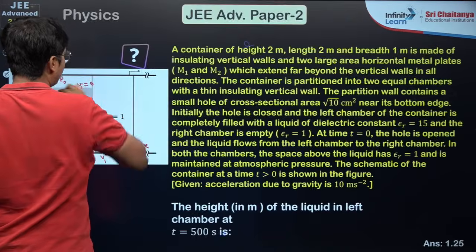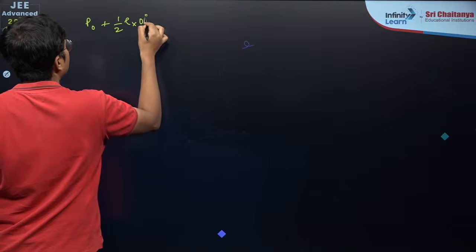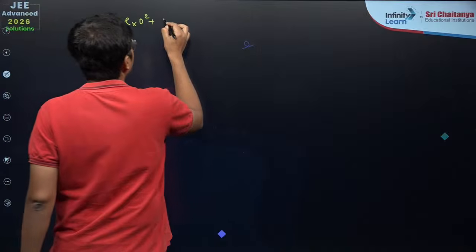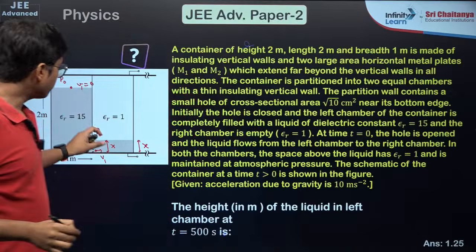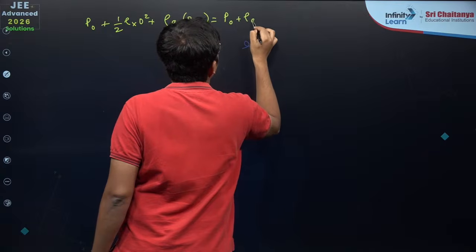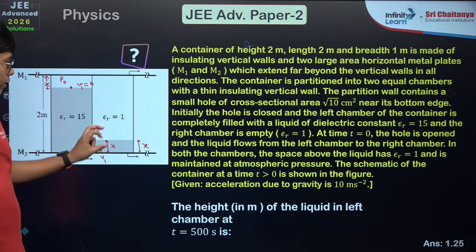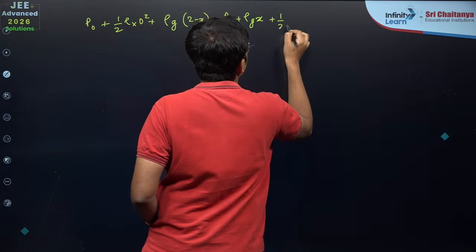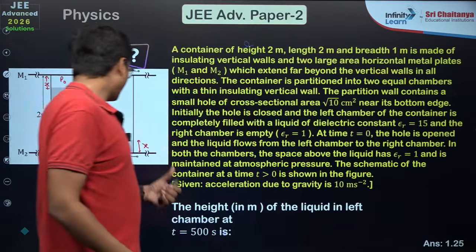For this point 1, the pressure is P naught plus half rho into the speed, which is 0, so 0 square, plus what is the height of that point? Height of that point is 2 minus x. That is equal to, at this point, the pressure is P naught plus rho gx, because this has a layer of fluid above it of height x, so it exerts a pressure at that depth. It has some speed over there, and its height term is rho g into 0, because the height of that point is 0.